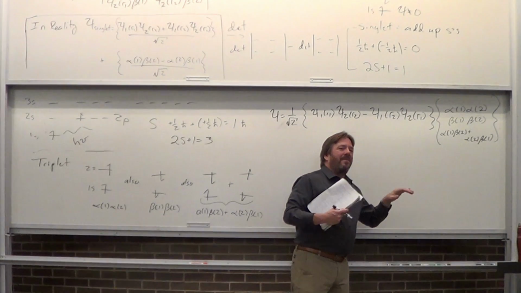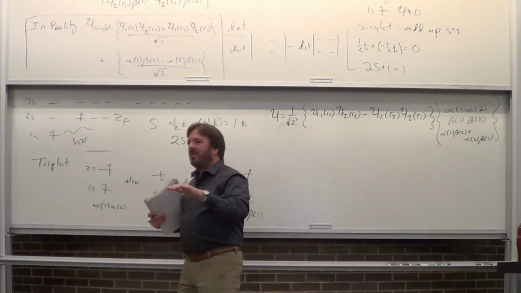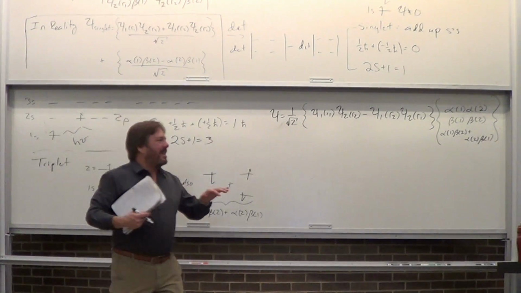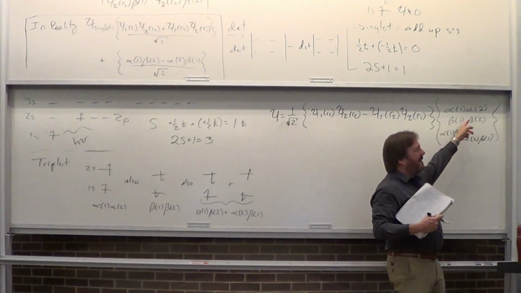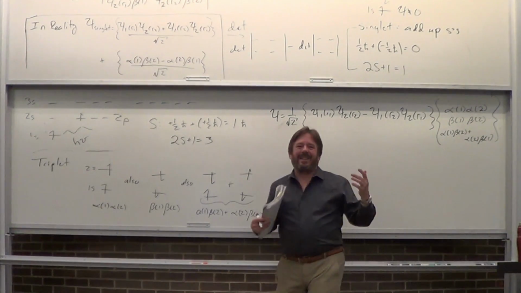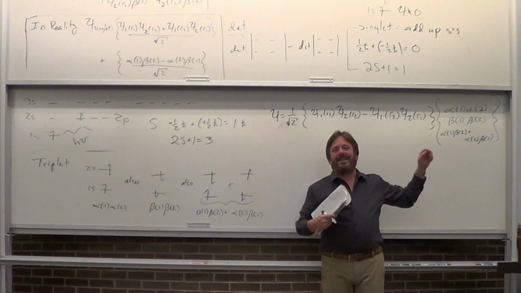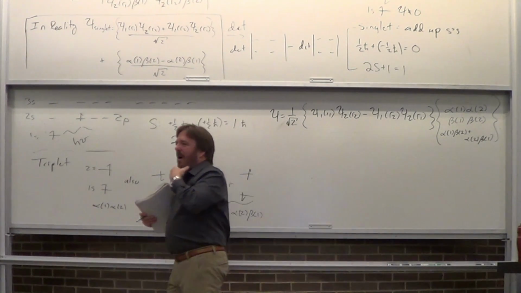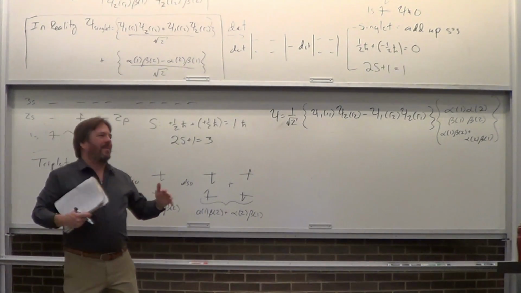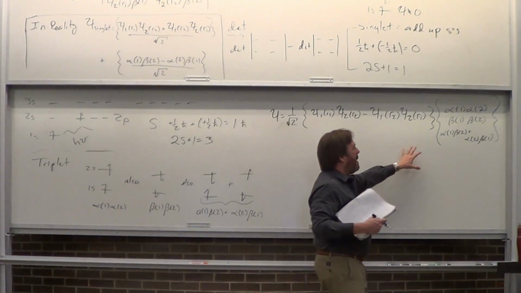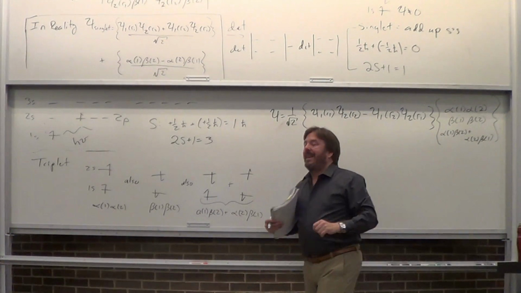It turns out that if you're seriously writing programs to do these kinds of analyses, you just use alpha, alpha every time. It's just easier. Don't do this one. It just requires more work. Now, why does it matter? It turns out that in a magnetic field, then it matters.